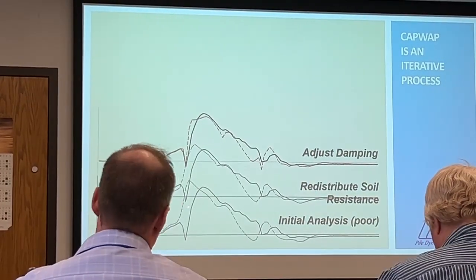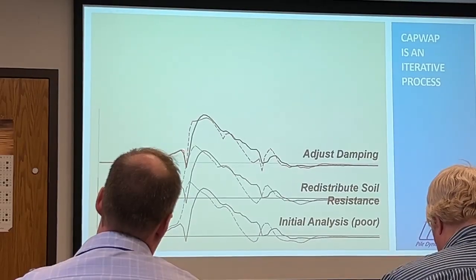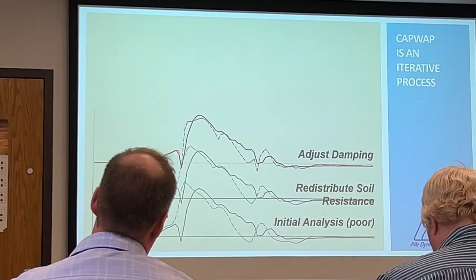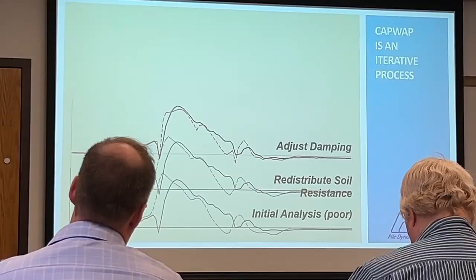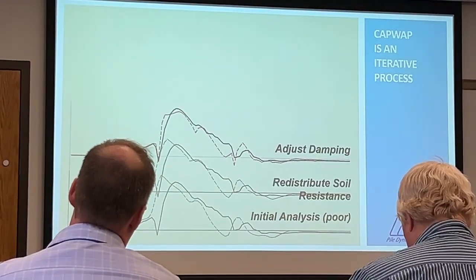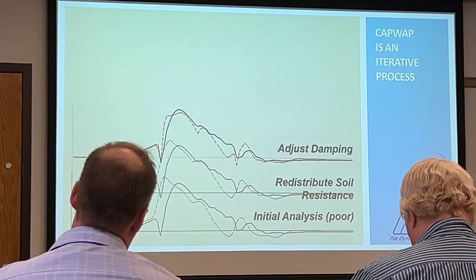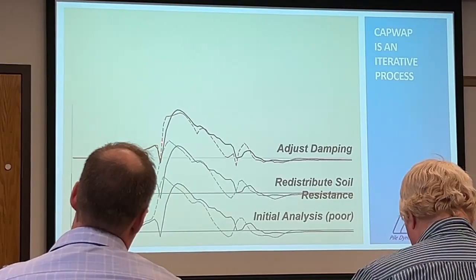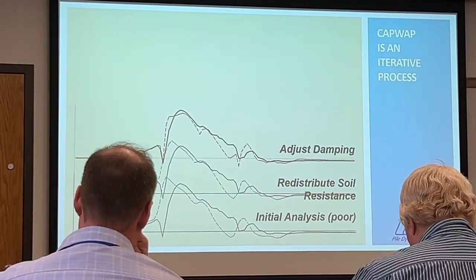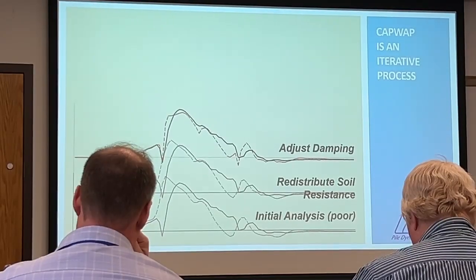So, if we reduce the dynamic resistance by reducing the dash pot damping value that Travis was talking about on the WEAP side, then that will bring down this portion of the curve at the toe and make that match better.